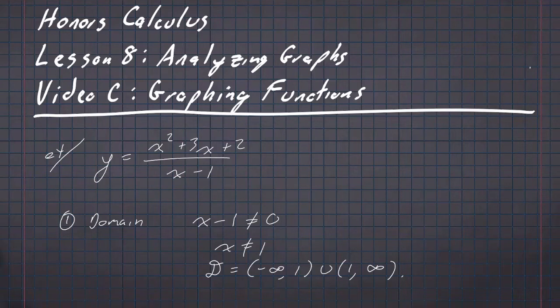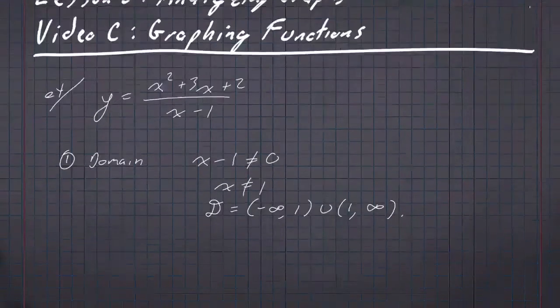We could worry about range, but I'm going to tend to not worry about that. Continuity is always a question. A rational function like this one, we know is continuous everywhere on its domain. We can worry about axis intercepts.